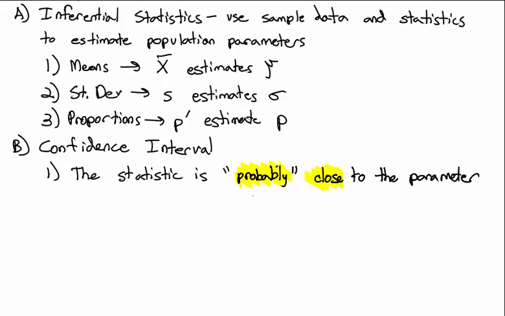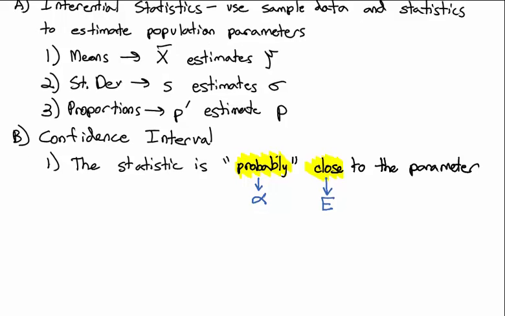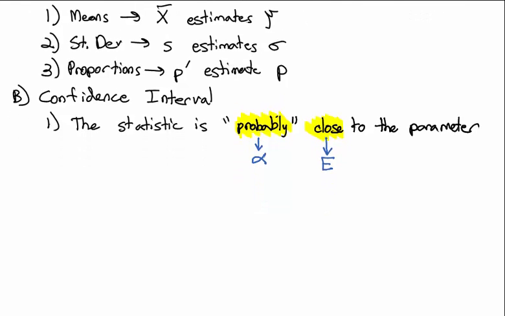When we say probably, we're talking about an alpha level. We'll talk about that. And when we say close, we're talking about some error where we're off by a little bit. So let me dive into a little bit more about what I mean by alpha and what I mean by error. We're going to give a confidence interval.